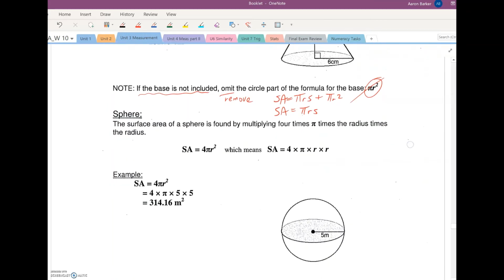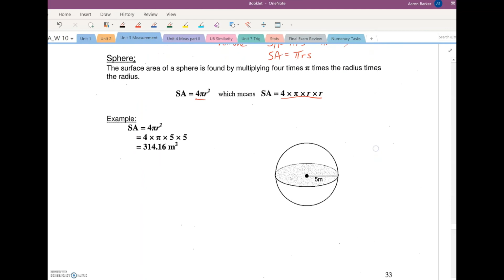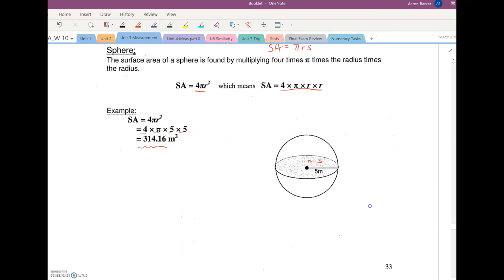That's kind of getting towards grade 11 now. For the sphere, the formula is 4 pi r squared, which is 4 times pi times r squared. So here we have the radius equals 5, and so it's 4 times pi times 5 times 5. Type it into your calculator, easy question.